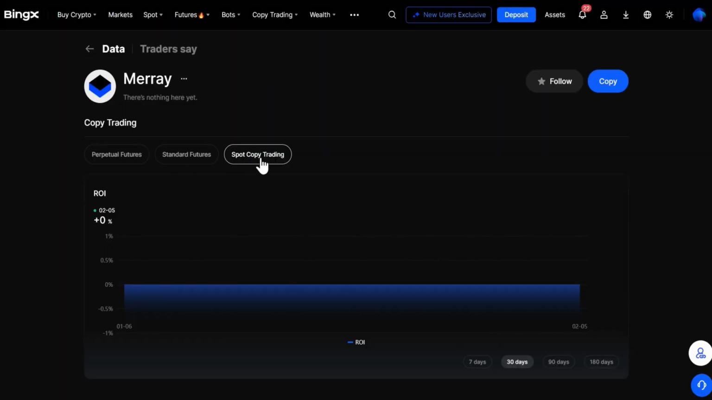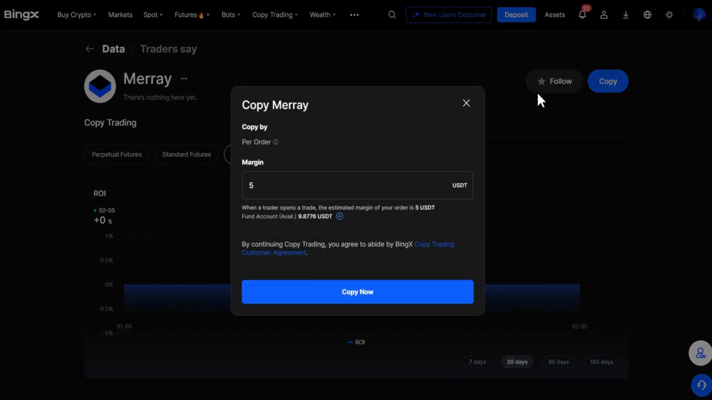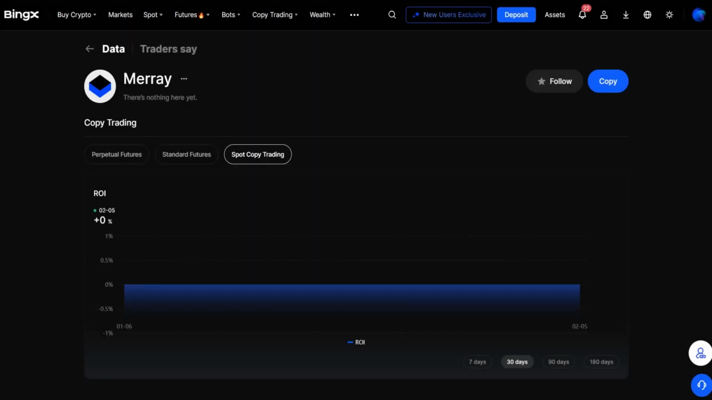If you want to copy traders on spot, the process is simpler. You can only copy per order, where you set your margin per order, the fixed amount you'll invest in each trade the trader makes. For example, if you set $50 per order, every time the trader buys a cryptocurrency, you'll also buy $50 worth of that same coin. Since spot trading doesn't use leverage, there's no risk of liquidation, making it much safer for beginners.